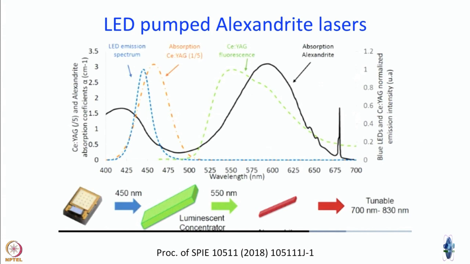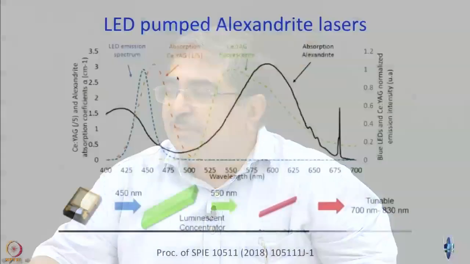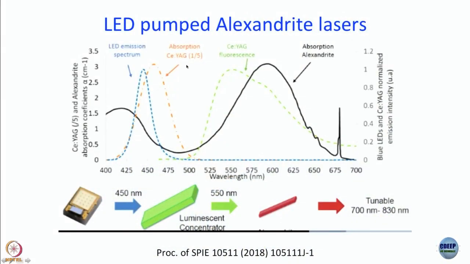I'll discuss how it works, and these concentrators are very much a topic of contemporary research. Only yesterday we had a visit by an inorganic chemist who talked a little bit about how he is trying to make concentrators. We'll come to that. Now this concentrator material that is used is cerium YAG. And emission of cerium YAG is at 550 nanometer. Emission of LED is peaked at 450 nanometer.